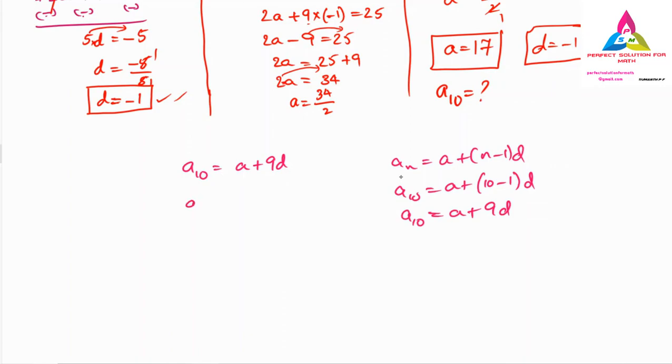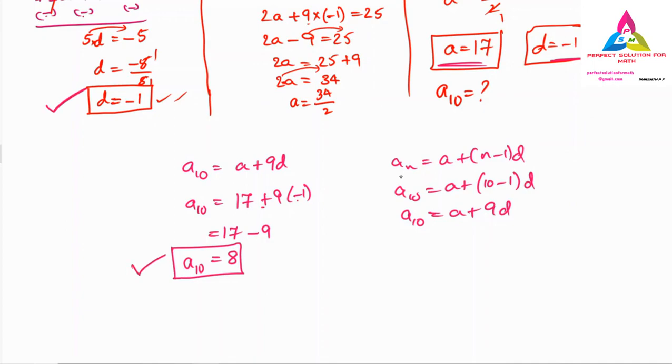So A10 we write as it is, because we don't know it. What is the a value? The a value is 17. What is the d value? The d value is minus 1. So I will write in a bracket: 17 plus into minus is minus, 9 ones are 9. What is 17 minus 9? 17 minus 9 is 8. So here A10 value is 8. We found the A10 value. They have told you to find the d value, that we found, and the A10 value, that we found.